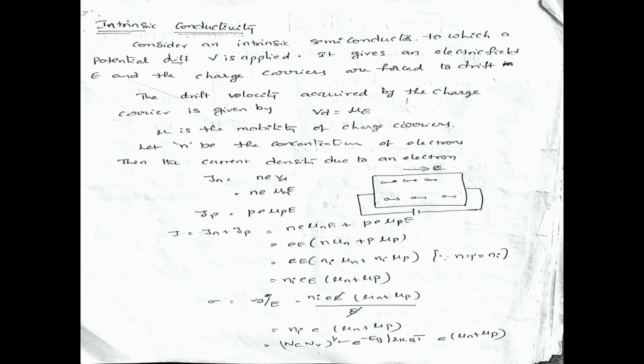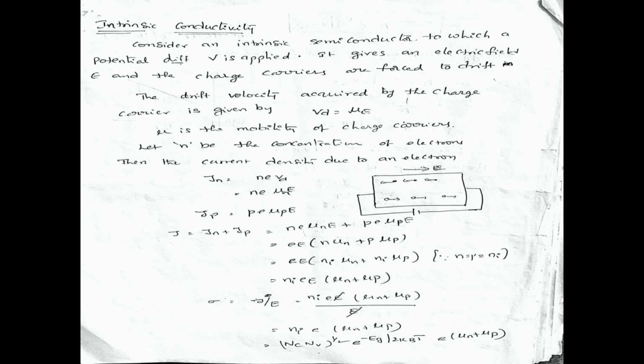The drift velocity acquired by the charge carriers is given by Vd, that is the drift velocity. Drift velocity Vd is equal to mu E. Here mu is the mobility of the charge carriers. For any charge carrier, that is the formula: Vd is equal to mu E.